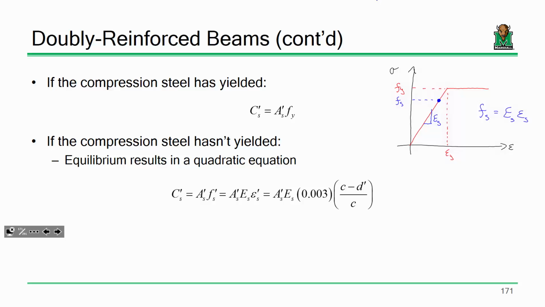Now, what's going to happen is this. I have the area times whatever the stress is, which is E times whatever the strain is, and the strain is 0.003 times our similar triangles relationship we just developed. Everybody with me so far? Yes.